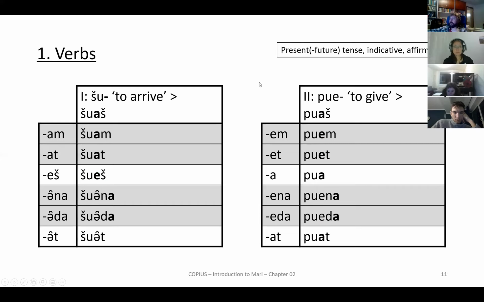Okay, right now we are looking at the present tense forms of verbs, indicative, affirmative, so positive, and it's not imperative or anything like that. That's all still coming. I wrote here present future with future in parentheses because this is what the Maris call it. The Maris call it the present future tense because this tense is used both in reference to present circumstances and in reference to future circumstances.